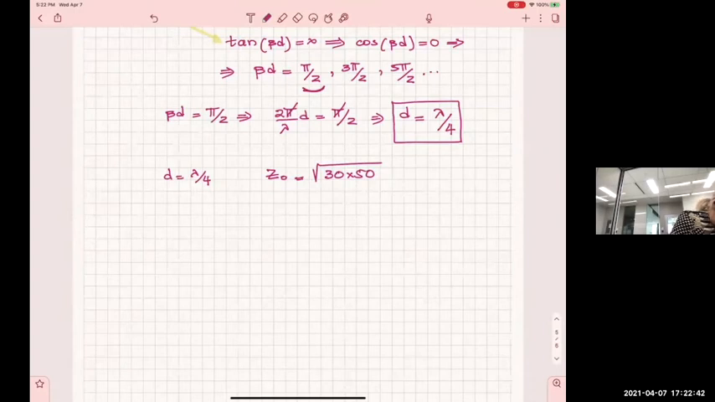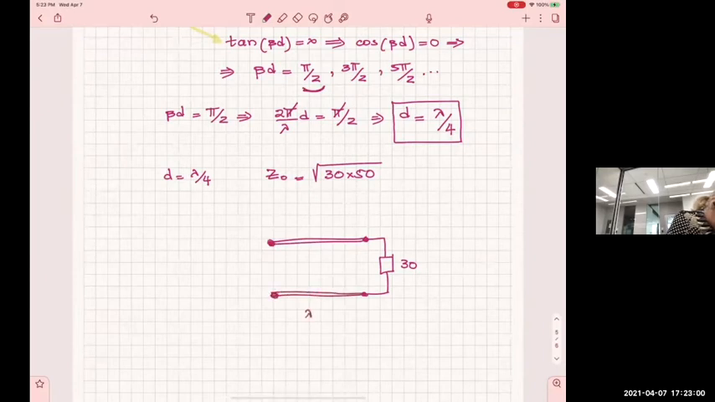Look at the following. If you have a load here, which is 30 ohms, or anything, as a matter of fact, and then I put a section of a line here, which is a quarter of a wavelength, lambda over 4, then I can select my Z naught to practically get here any real input impedance. In that case, we wanted this to be 50 ohms.